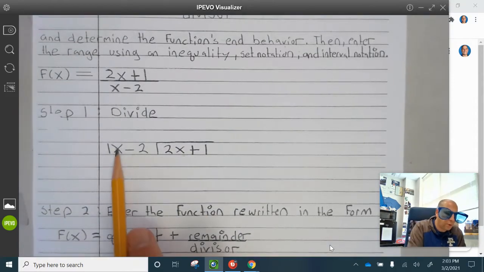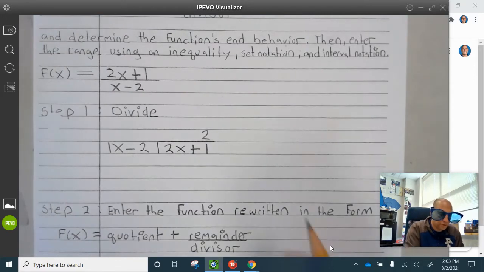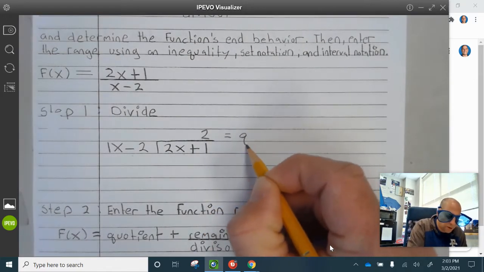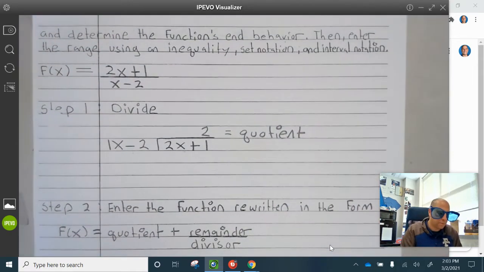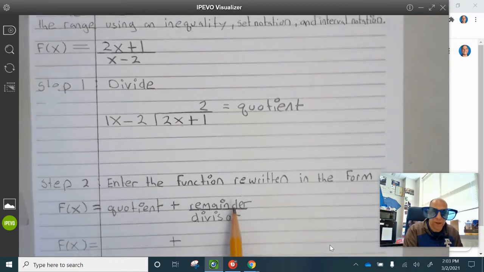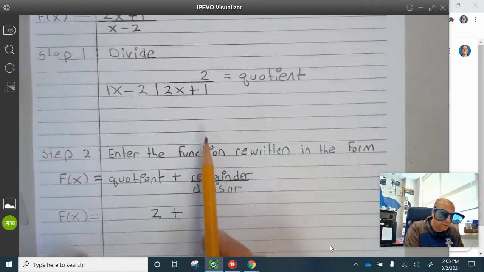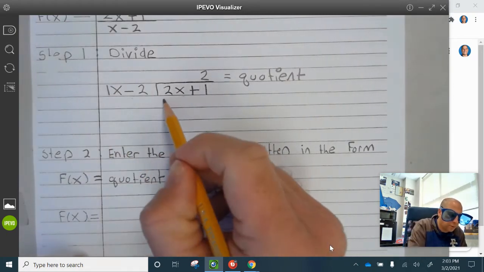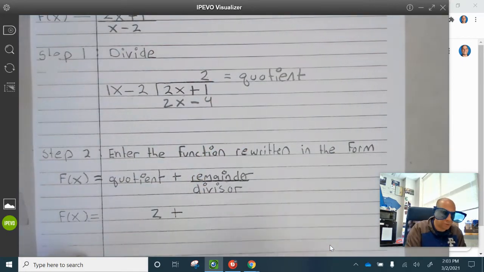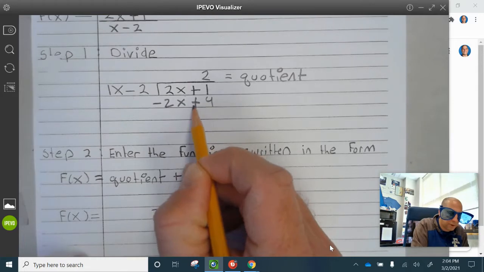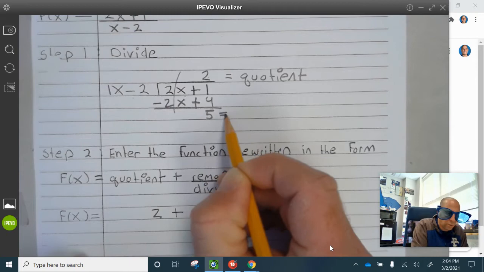Now you ask yourself, what do you multiply 1x by to give you 2x? The answer to that is 2. Okay, which is equal to the quotient. So now we have the quotient, which is 2. So it's 2 plus, but now we need to find the remainder. So we need to finish the division. 2 times x is 2x. 2 times negative 2 is negative 4. But now you subtract. When you subtract a negative, it becomes positive. 2x minus 2x cancels. 1 plus 4 is 5, which is your remainder.